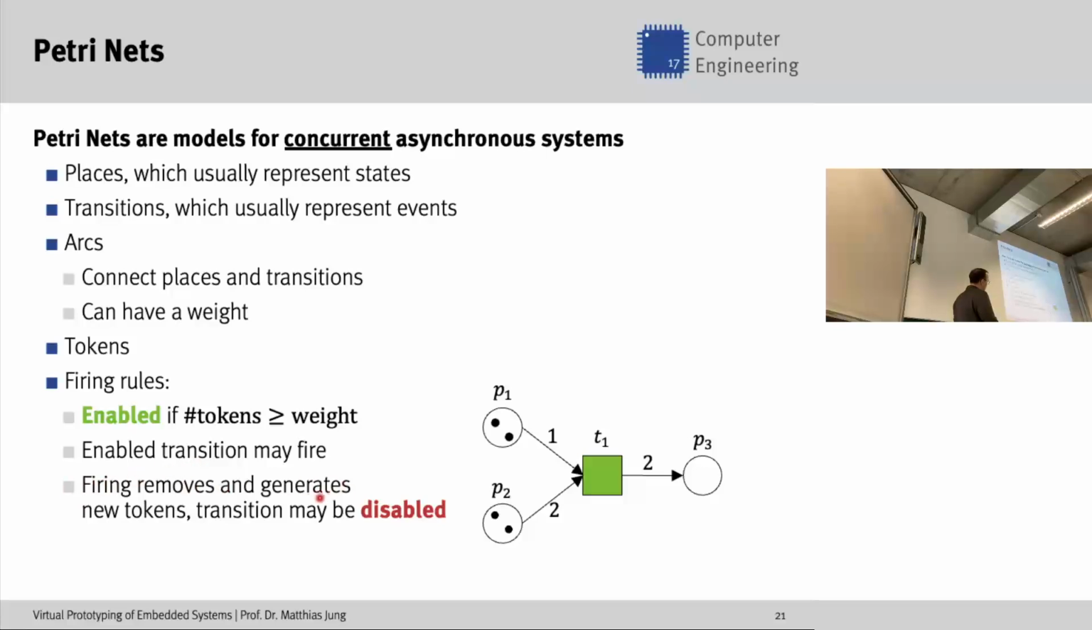And then when we fire it, we remove the amount of tokens according to the weight, and they are consumed basically, and then we generate 2 new tokens. And then the transition may be disabled. So let's do that. So let's fire T1. So the tokens go there. And then 2 new tokens are generated. And now you see it's now disabled because there are not any more tokens available. So we are not allowed to fire because we would need 2 tokens here to be enabled again. Yeah? So that's it, basically.